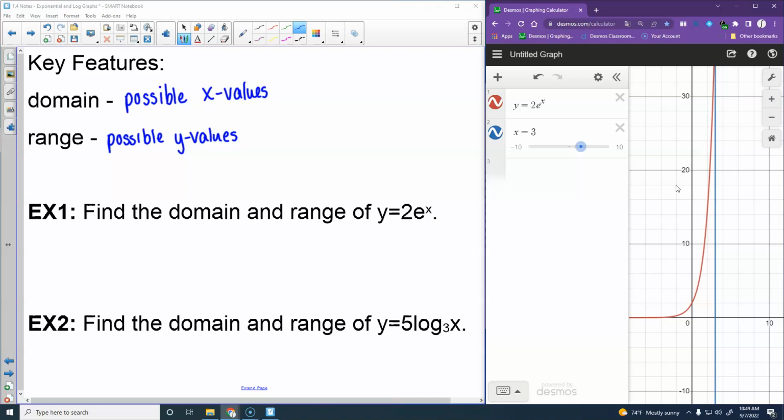This graph starts over here. It goes up in this direction forever. It keeps going to the right a little bit. Even though it's really steep and may look like it's never going to get to 50 over here, it will eventually, although at really, really large values. So my domain for this is going to be all real numbers.